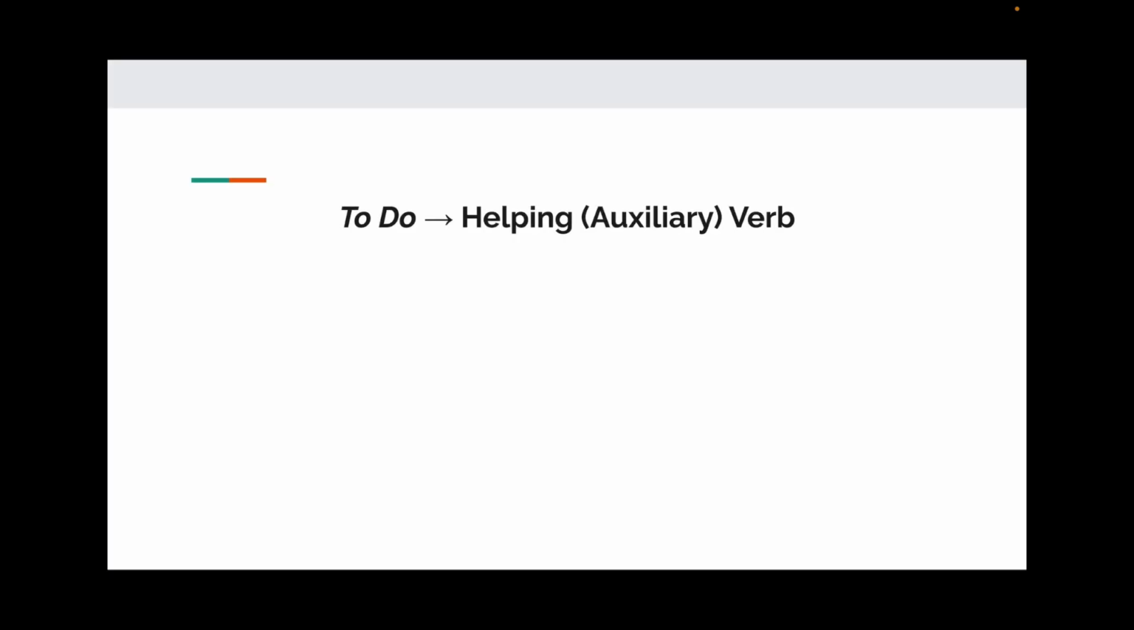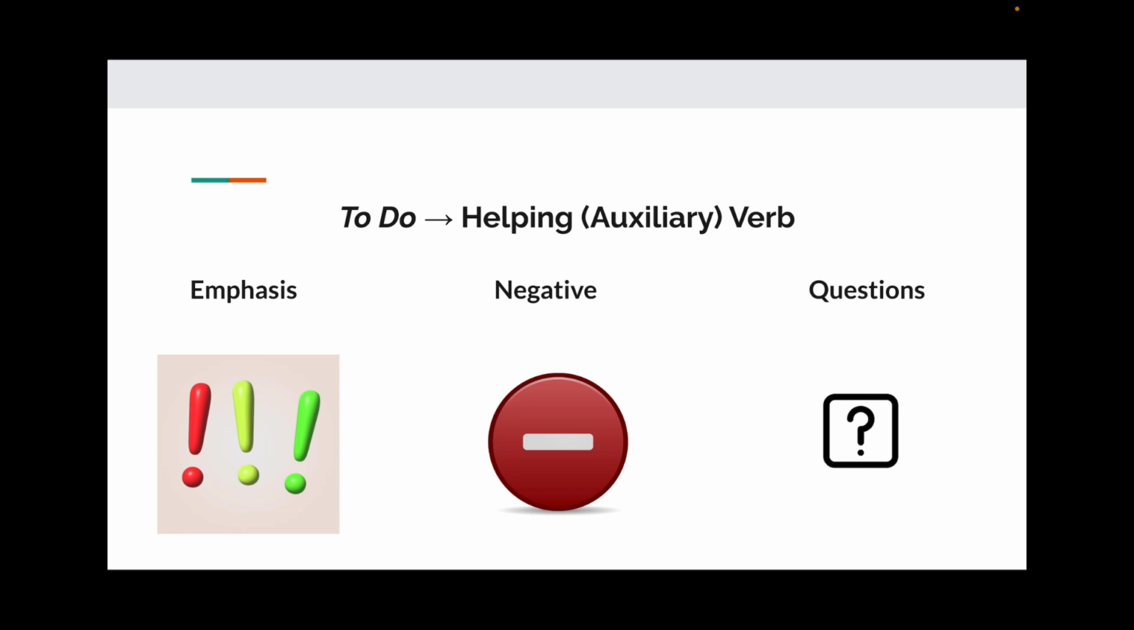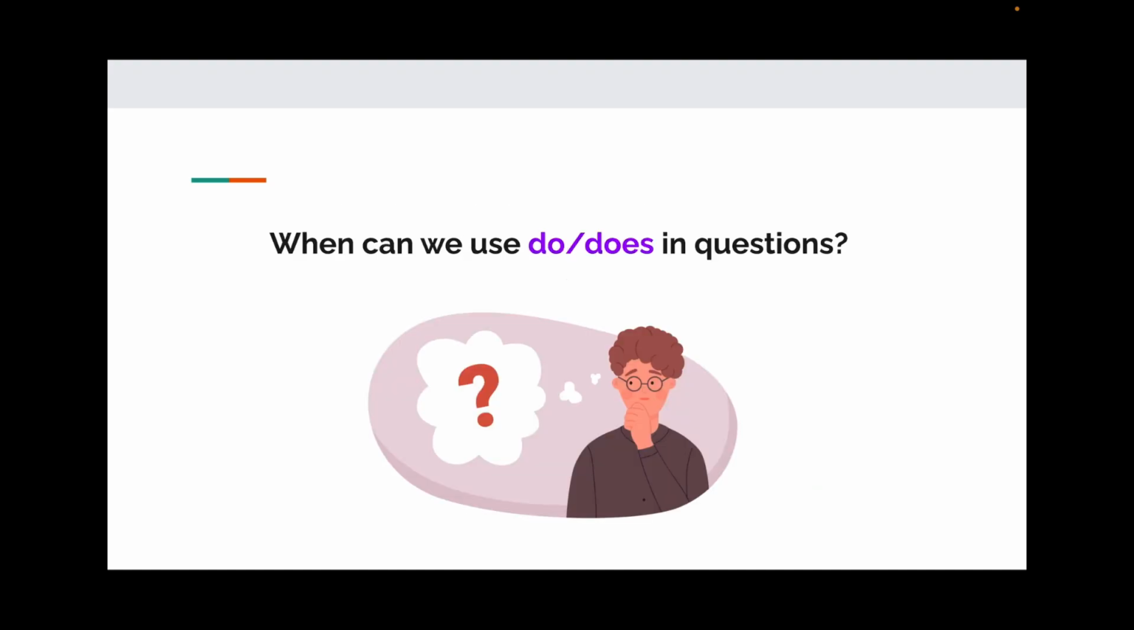On this first slide, we'll briefly review how to use to do as a helping verb. To do is used as a helping verb for emphasis and to create negative statements, which are all talked about in part 1. For this video, we'll talk about how do and does can be used to form questions. And so it's important to ask this question, when can we use do or does in questions?